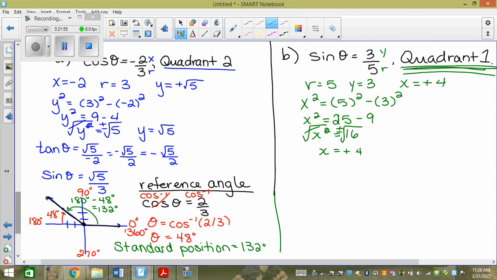Now I have my 3 answers. I have an x, I have a y, I have an r. I can find my other 2 trig ratios. I have sine, I need cos, and I need tan. Cos theta, x over r. So in this case, cos theta is going to be 4 over 5. And then I need tan theta, y over x. I'm going to do tan theta equals y, which is 3, over x, which is 4.